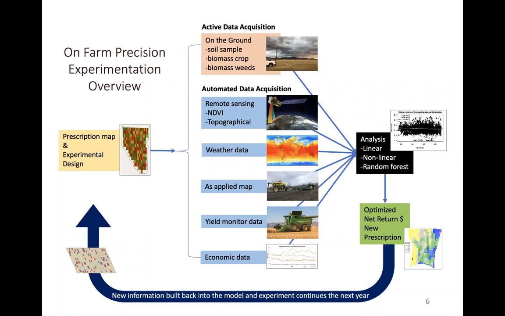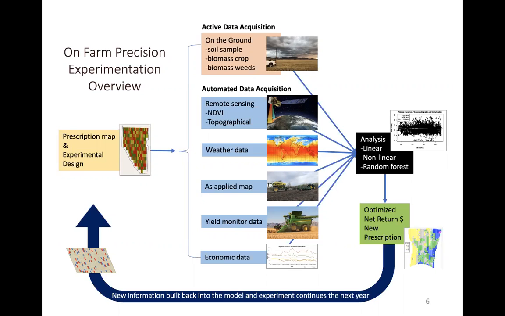So we put that in, that's our design, and then we go in and collect as much data as we possibly can. At the very top there, you see something called active data acquisition. That's what I'm calling the things that I'm doing as a grad student to collect data as we're going through this as a proof of concept to try to understand the system. So that's soil sampling, biomass sampling, and so on.